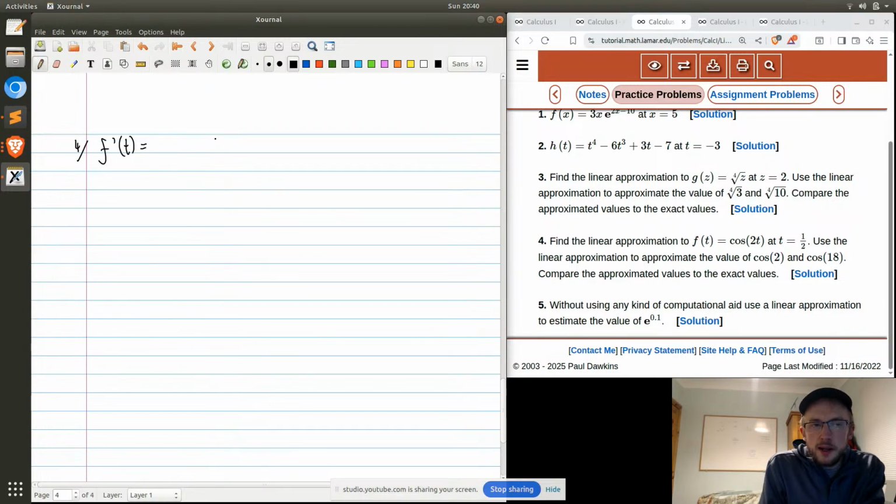D by dx of sine of x is cosine of x. D by dx of cosine of x is minus sine of x. So minus 2 times sine of 2t, right? And wait, sine of 1, we don't know. Okay, what now?